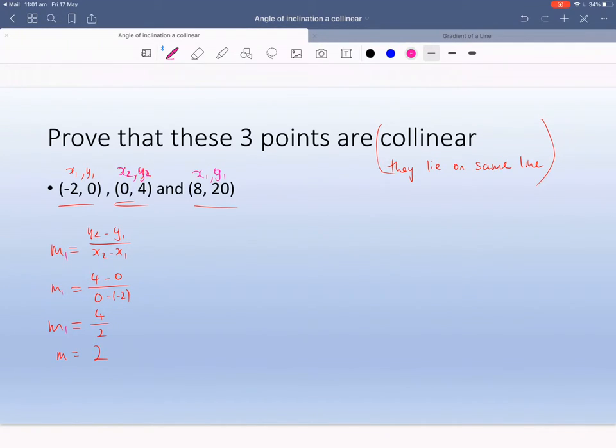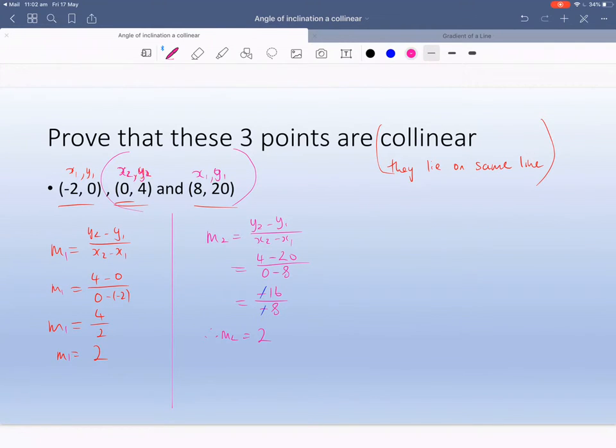So let's call that M1, and let's do M2, so our second calculation, which is just these two points, okay? So M2 equals y2 minus y1 over x2 minus x1. So y2 we've chosen to be 4 minus y1 is 20. X2 is 0 minus 8. All right. Is that right? Yeah. X1 is 8. So we end up getting negative 16 at the top and negative 8 at the bottom. So what we can do is cancel out those negatives, and therefore M2 also equals 2.